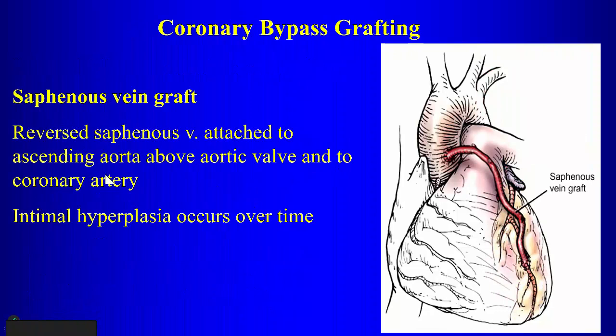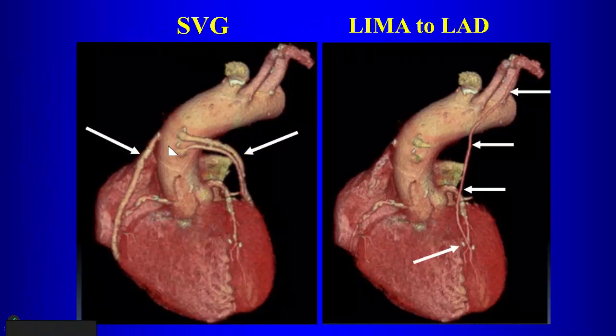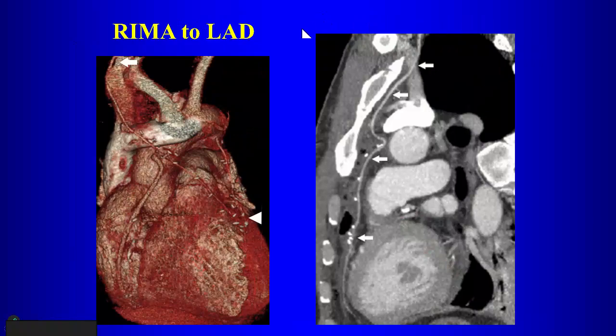So the saphenous vein graft is attached to the ascending aorta here at one end, and then the other end is attached to whatever vessel that you want to bypass to. Okay. So saphenous vein grafts, easy to tell. You can see they're attached to the ascending aorta, and then the rest of it goes to the coronary artery. The internal mammary artery graft starts at the subclavian artery and then comes down and then goes to the coronary artery that it is attached to.